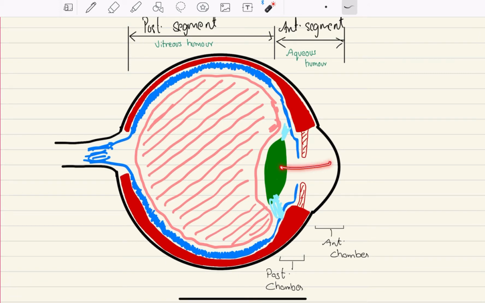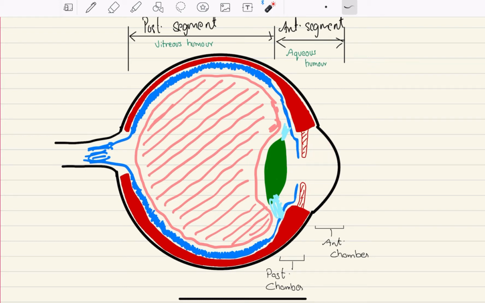The anterior segment is filled up with fluid called aqueous humor, and the posterior segment is filled up with this fluid known as vitreous humor. An aqueous humor is actually the one responsible for maintaining the pressure inside the eye. It is produced by ciliary processes which are present in the posterior chamber. The ciliary processes, they will produce aqueous humor which will flow into the posterior chamber, and from the posterior chamber these will flow out through this gap known as the pupil into anterior chamber.